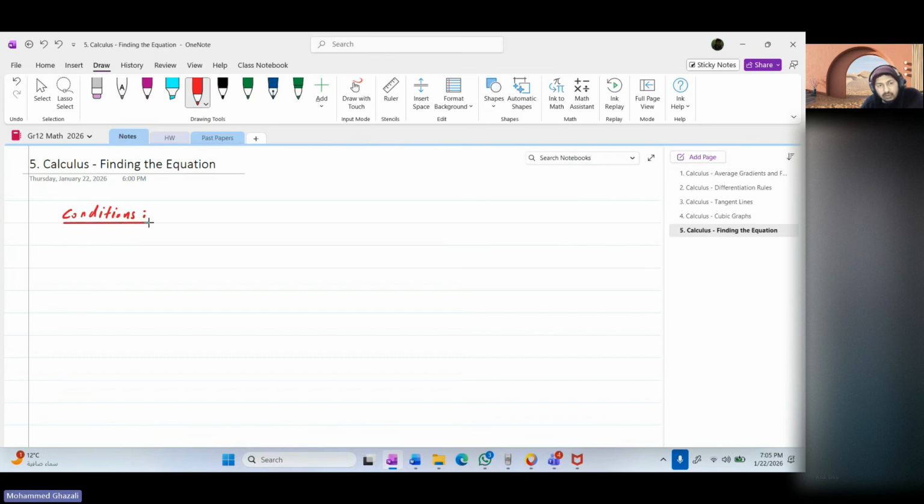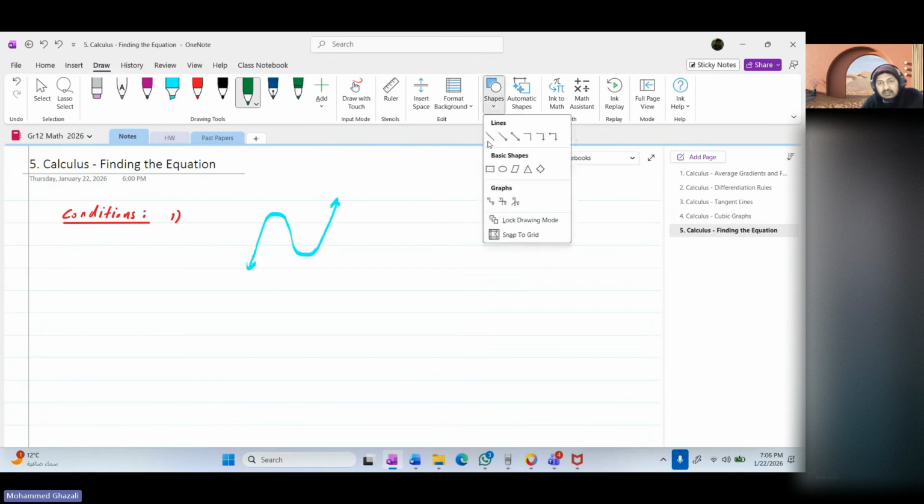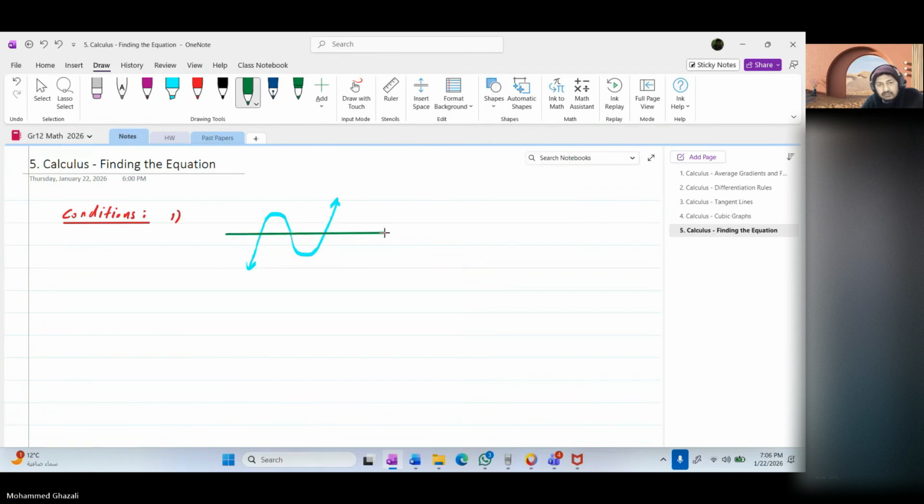So condition number one. We are given some cubic function, and in this cubic function, all the x-intercepts are given. So we are given x1, x2, and x3. After you're given all those x-intercepts, another point is given, just a general point. It can be the y-intercept or it can be any other point, so at P.